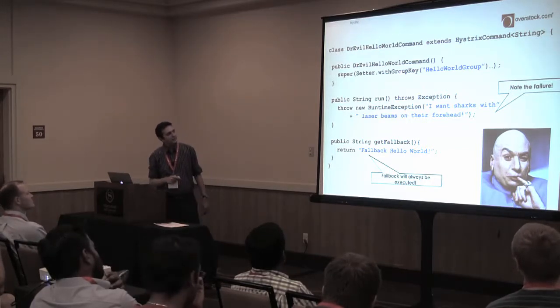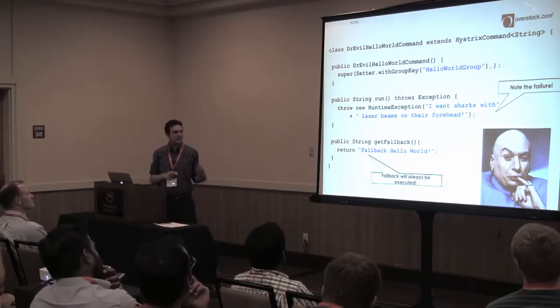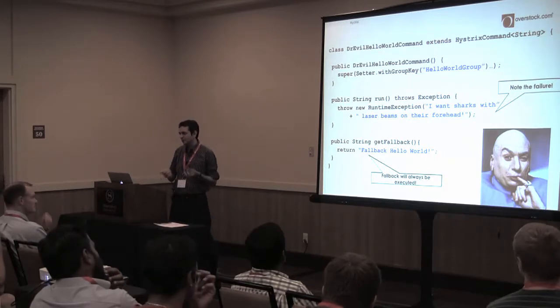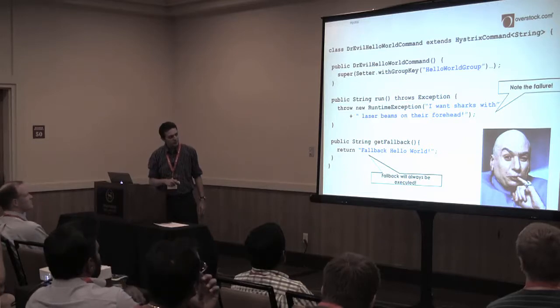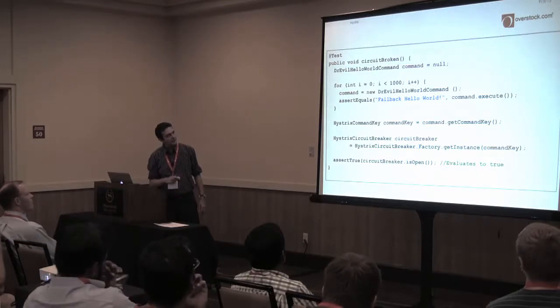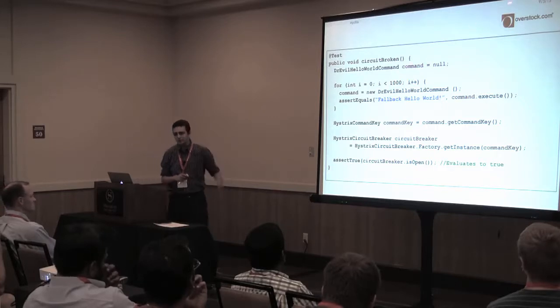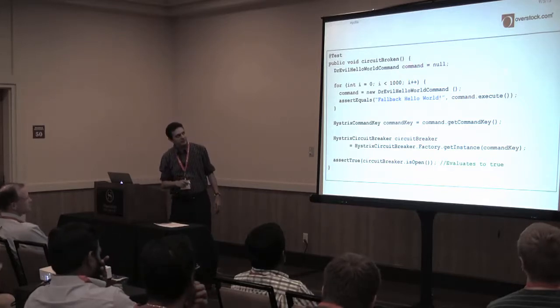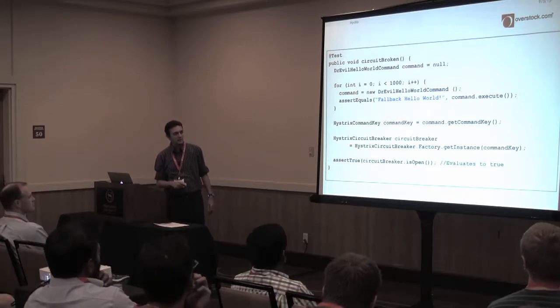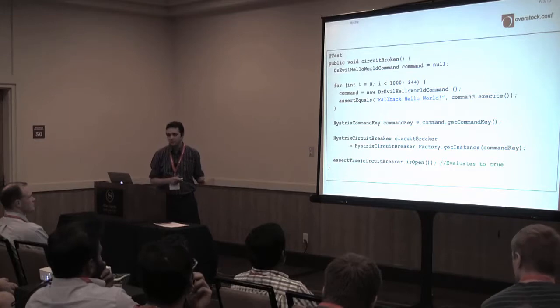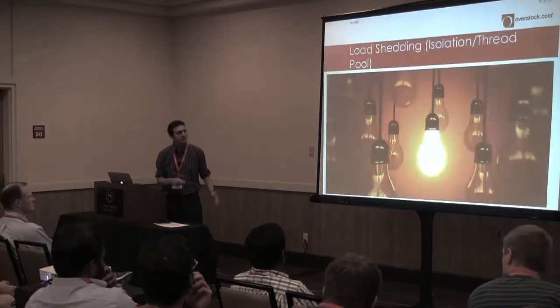So the Dr. Evil command is just going to throw runtime exceptions saying that it wants sharks with laser beams on its forehead. That was one of the desires of Dr. Evil. And as a result, this is going to fail every time over. And when it fails, it's going to call the fallback. So if we execute this in a loop for, let's say, 1,000 times or whatever, this is going to fail back every time and call the fallback. And if we then obtain back the command key and see if the circuit breaker was open, we will notice that the circuit breaker was open. So this is an example of a circuit breaker, where it stops sending any requests after a period of time.